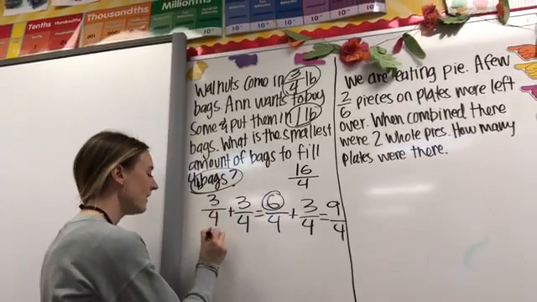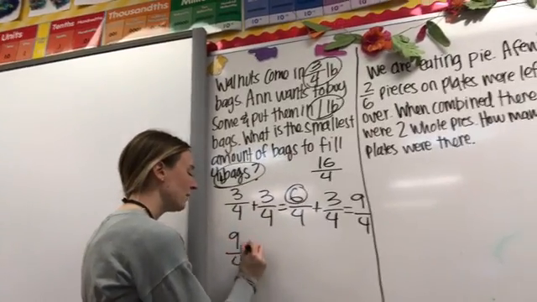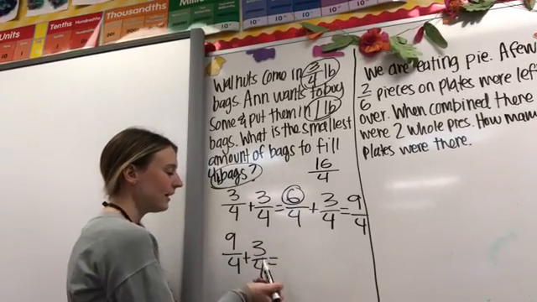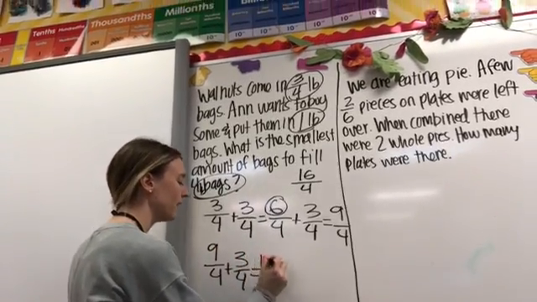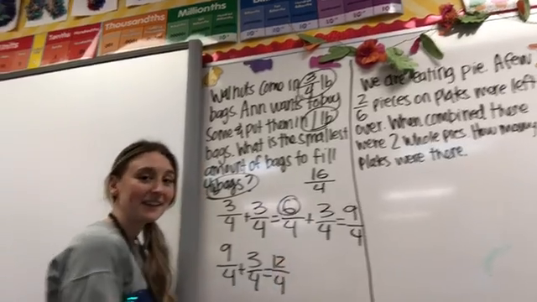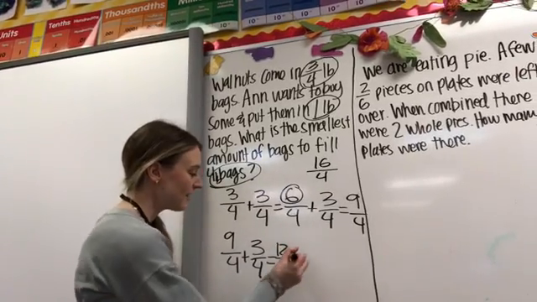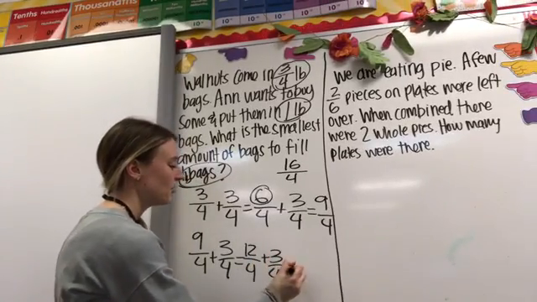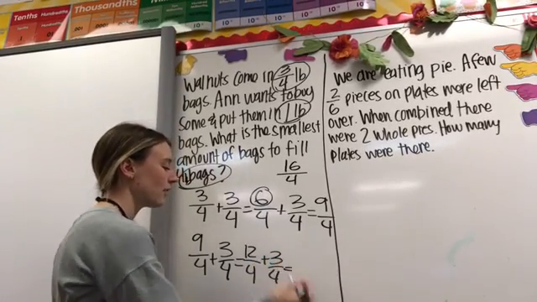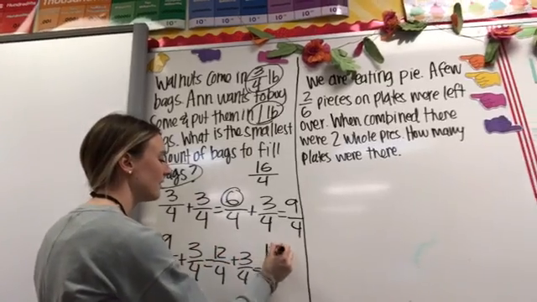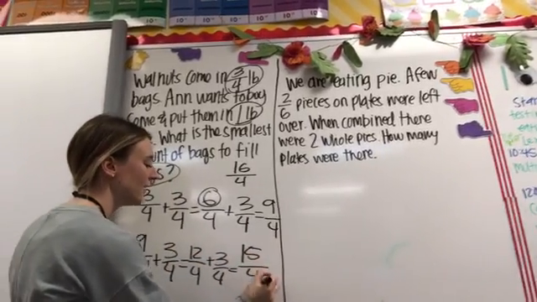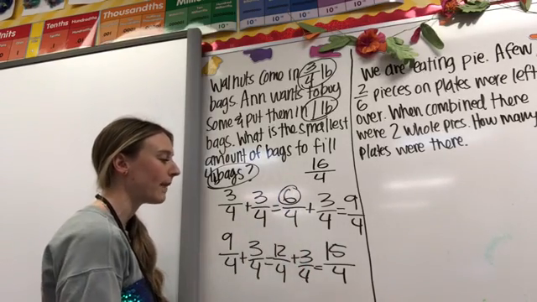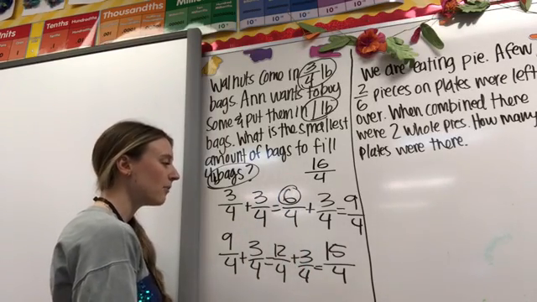So let's keep going. Let's take our 9/4 plus another 3/4 pound bag. 9 plus 3, well 9, 10, 11, 12 is 12/4. That's still not 16, so we need to add another 3/4 bag. All right, 12 plus 3 is 12, 13, 14, 15/4. So we're so close to 16/4 to fill 4 pounds of bags. So we're going to have to just do one more bag.